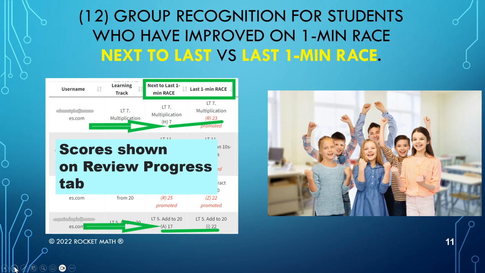Number 12 is group recognition for students who have improved on their 1-minute race. You can see the last 2 races on tab A, Review Progress, if you scroll down to the Individual Student section. There's a score for the last 1-minute race and the next to last 1-minute race. Anyone who went up should be recognized to take a bow or get a cheer. That's the whole point of Rocket Math, right? We want students to be able to remember math facts instantly.